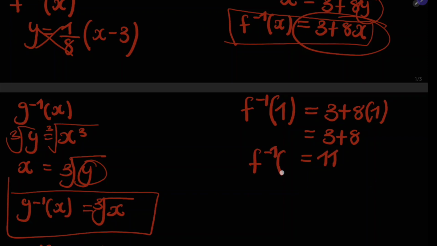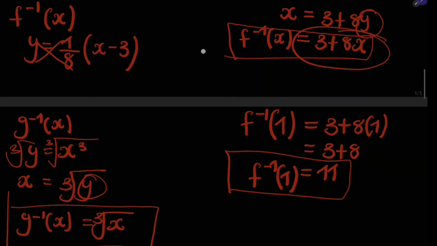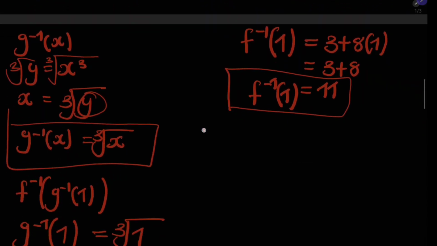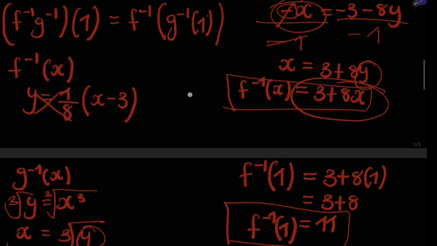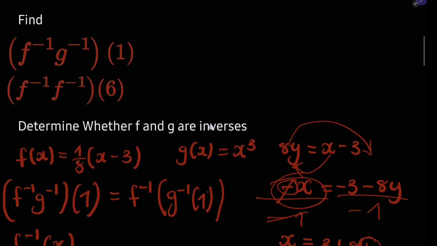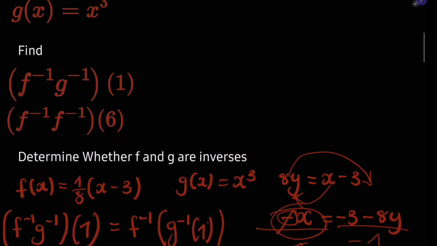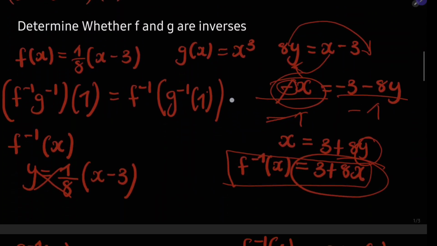So f inverse of 1 is 11. So this is it. Therefore our f inverse of g inverse of 1 is 11. Easy, right? So let's take the second question, which is f inverse of f inverse of 6.